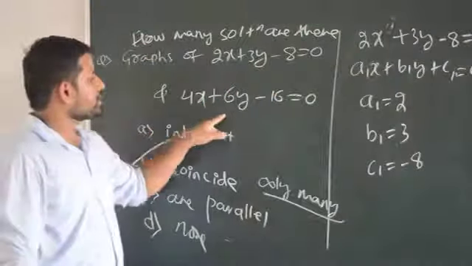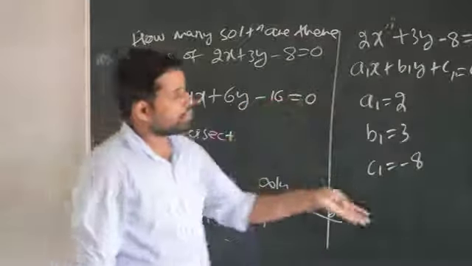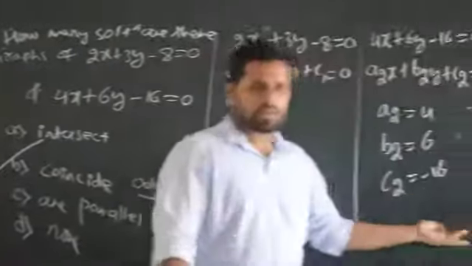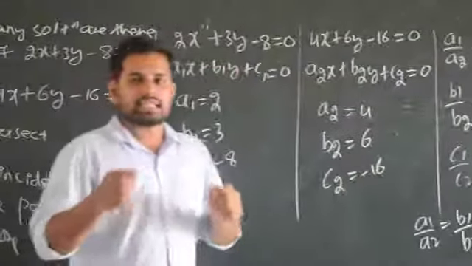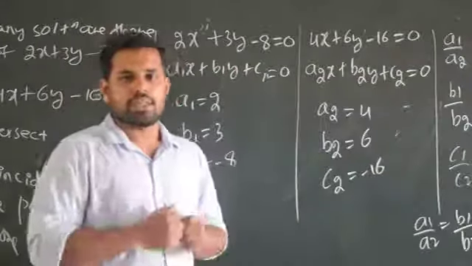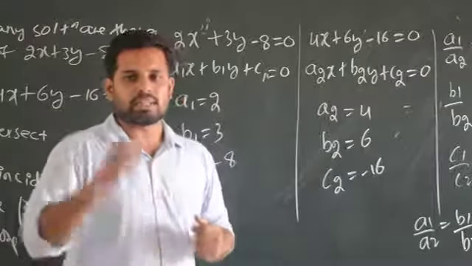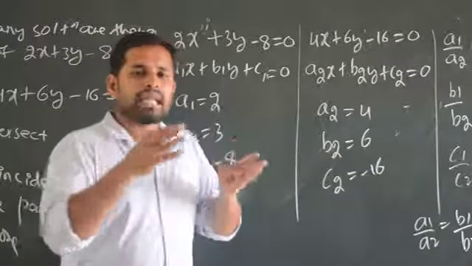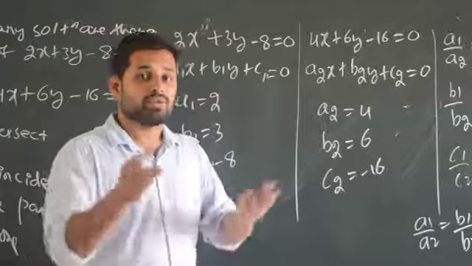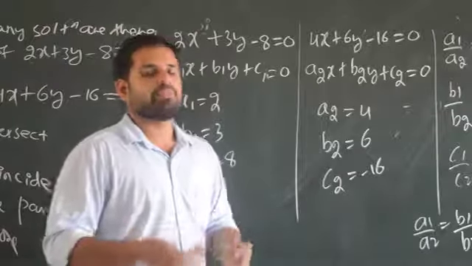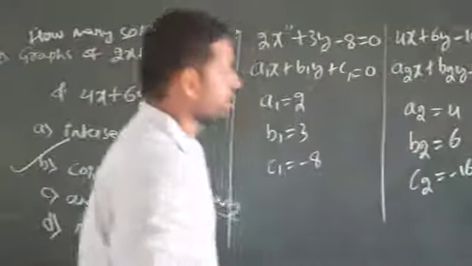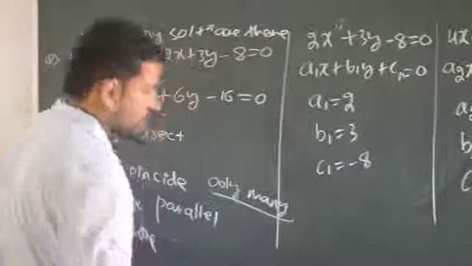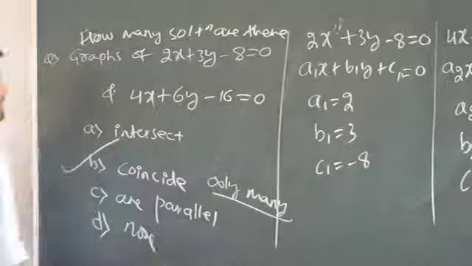So they will ask how many solutions are there for 2x plus 3y minus 8 equal to 0 and 4x plus 6y minus 16 equal to 0. Same method you have to follow. Then you have to get this condition, and whatever condition we get, according to that we have to say. Intersecting means how many solutions? One solution. Coinciding means how many solutions? Infinitely many solutions. Parallel means how many solutions? No solution, zero solutions. So I think you got a feel of this. Now let us move on to the next question where you are going to tackle some more things.